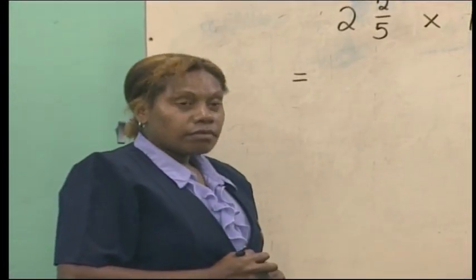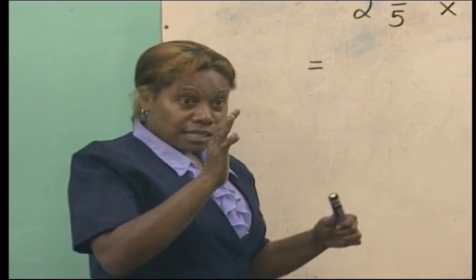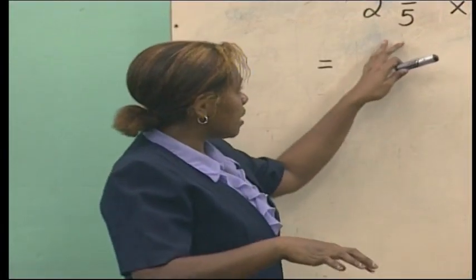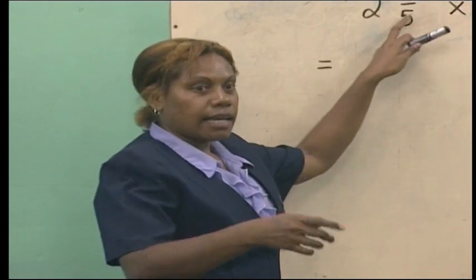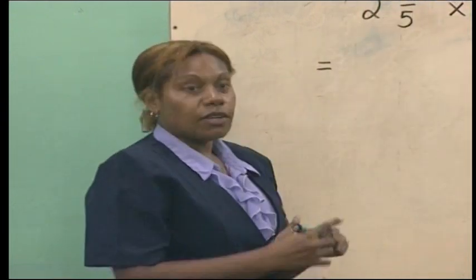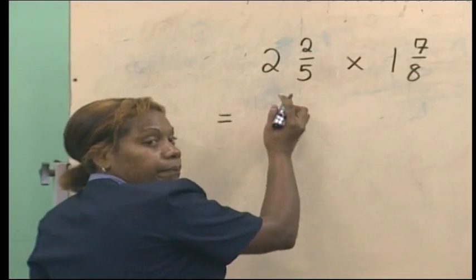Change the mixed numbers to improper fractions. Okay, good. So that's the first step that I'm going to do. Change the mixed numbers into improper fractions. Now, when I change the mixed numbers into improper fractions, now I can multiply and add. Okay, so 2 again, times 5 equals 10 plus 2 equals 12. 12 over 5.